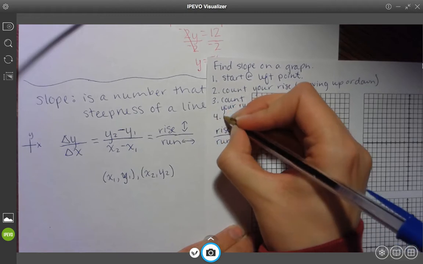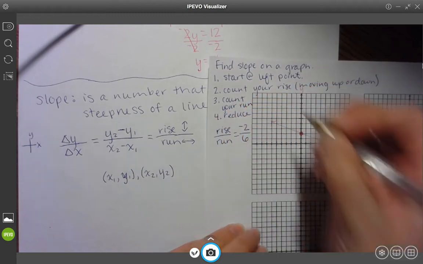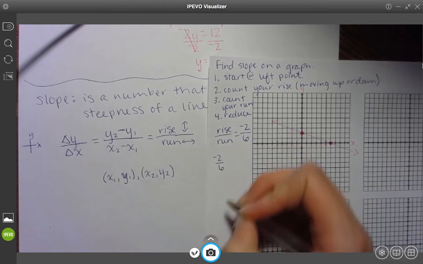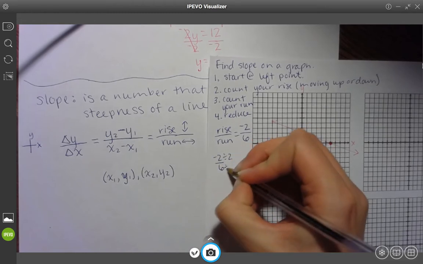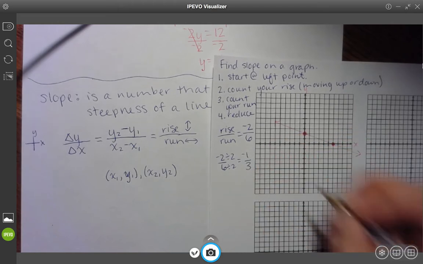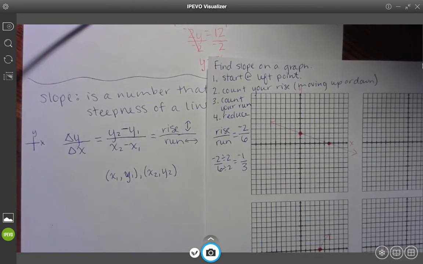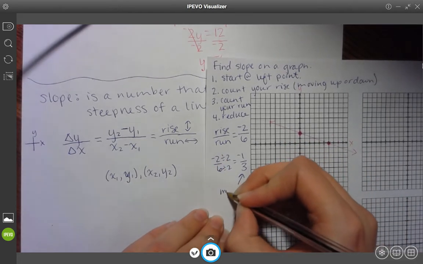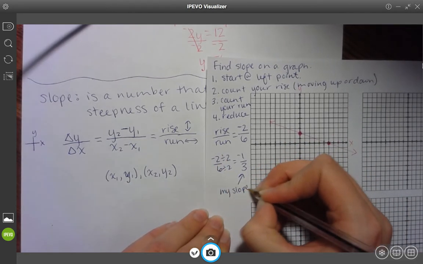The last thing you need to do is reduce. Always reduce your slope. So if I have a slope of negative 2 over 6, top and bottom can both be divided by 2, and I get negative 1 over 3. This would be my slope.